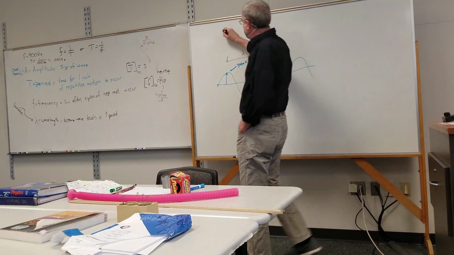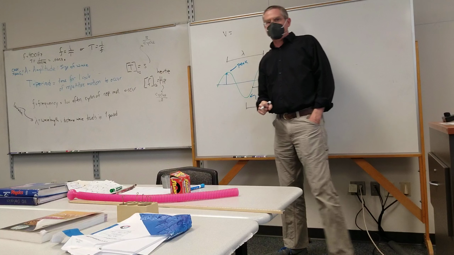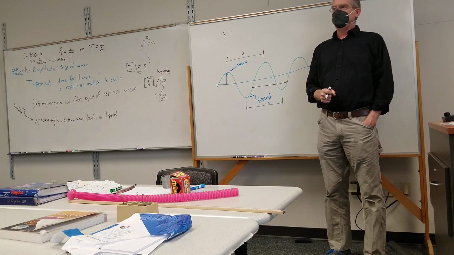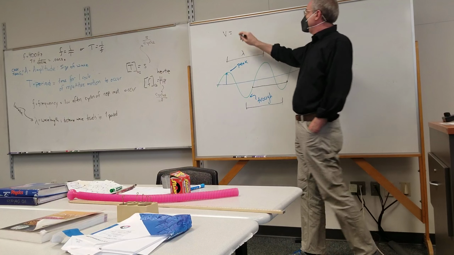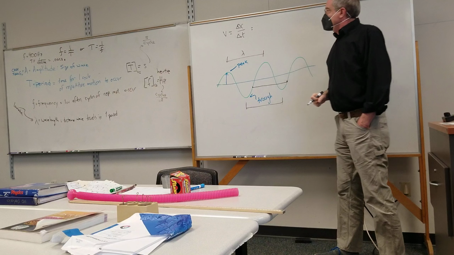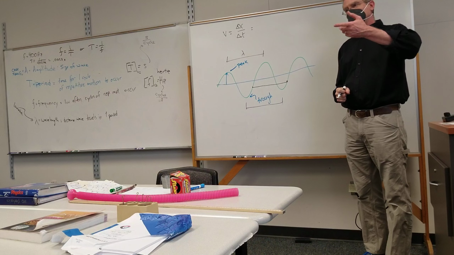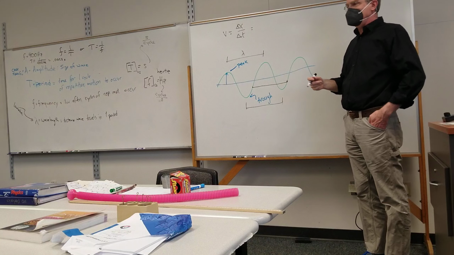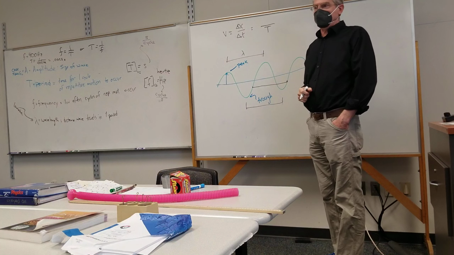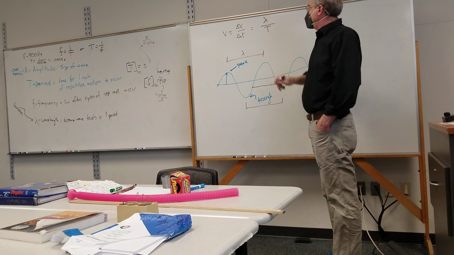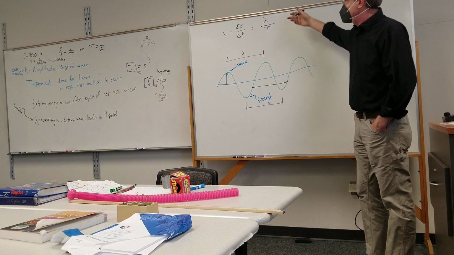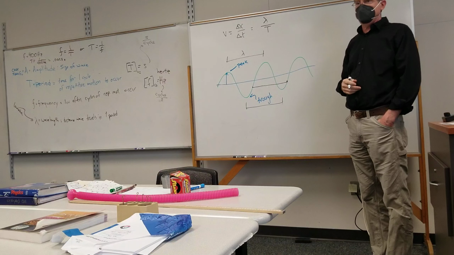All right, so speed. What is the formula for speed? Distance over time. And so if I think about in one period, the time would be capital T. And the distance it goes in that is just the wavelength. So we have one formula right there for the speed of a wave is just the wavelength divided by the period.